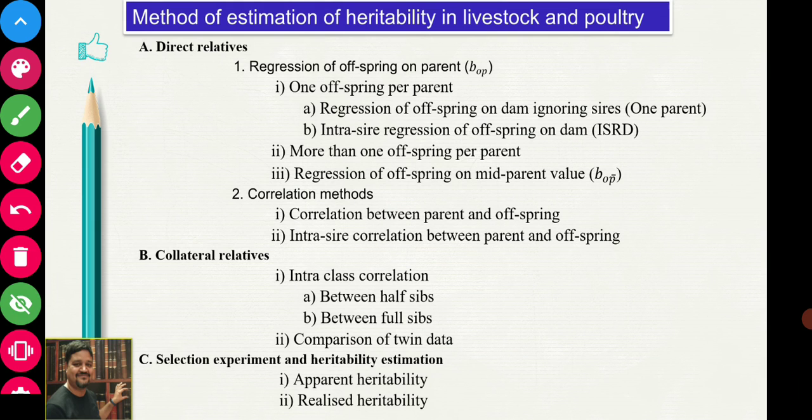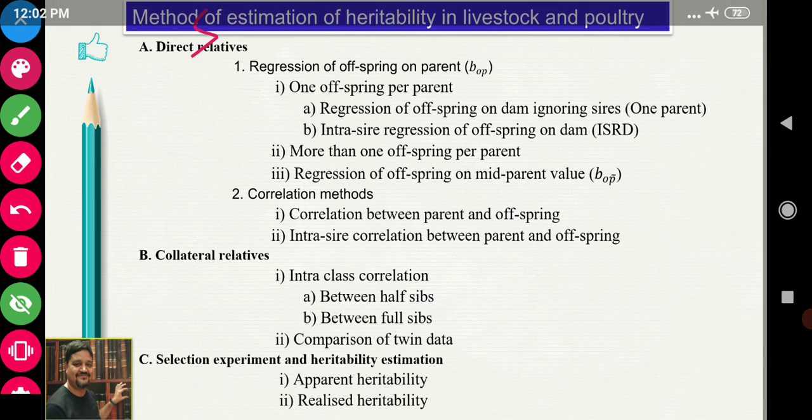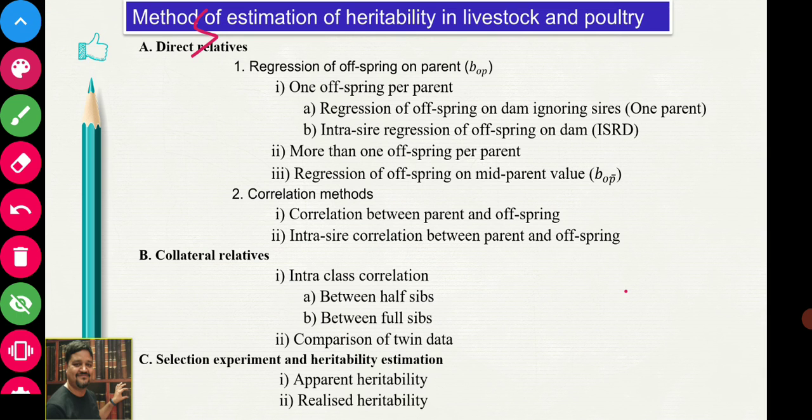Now coming to the methods of estimation of heritability in livestock and poultry. So there are broadly three methods. The method based on direct relatives, the method based on collateral relatives, and third, the selection experiment and heritability estimation. So first, on the basis of information received from direct relatives, then collateral relatives, and by performing experiments. So these are the broad methods of estimation of heritability, and within that there are many other methods.